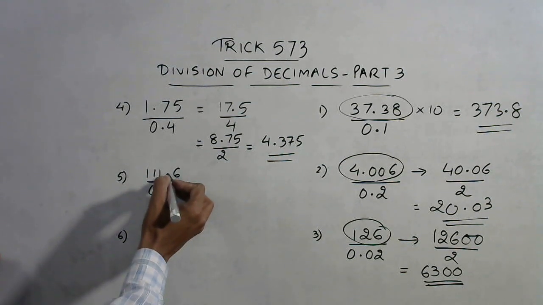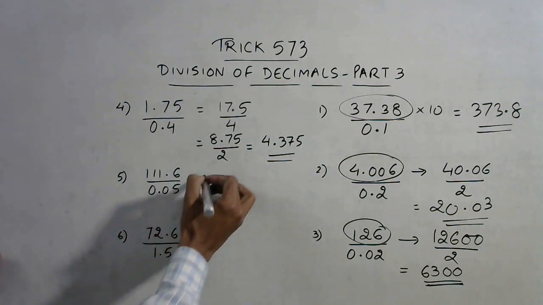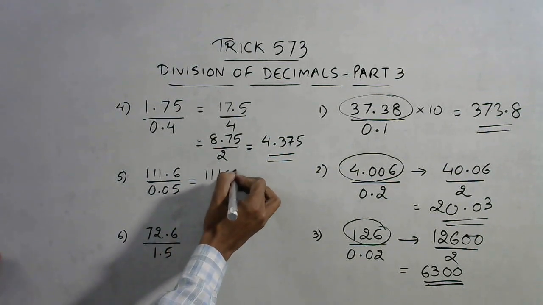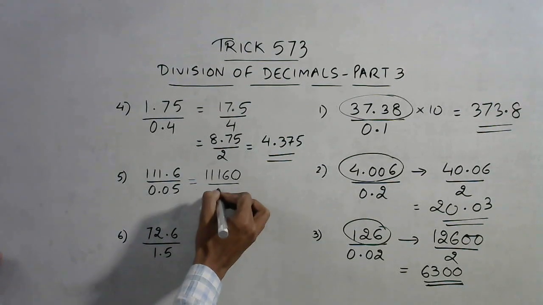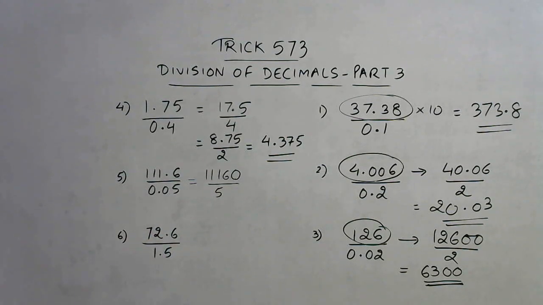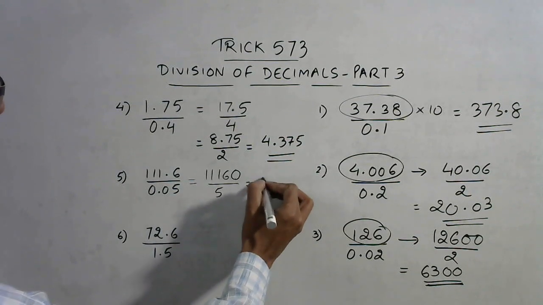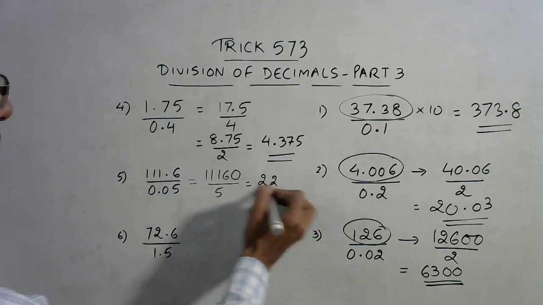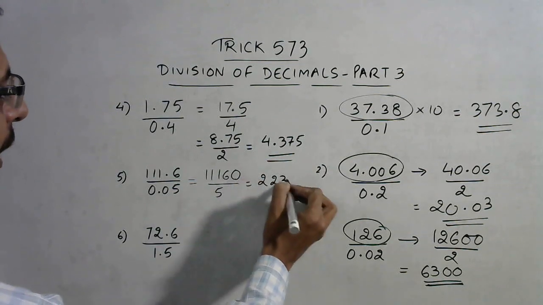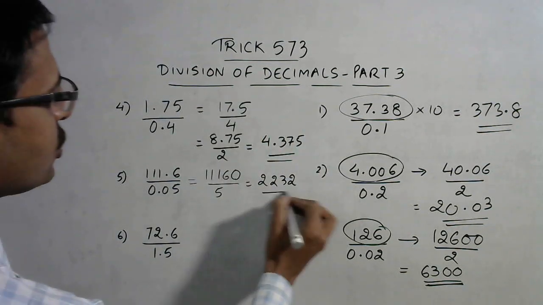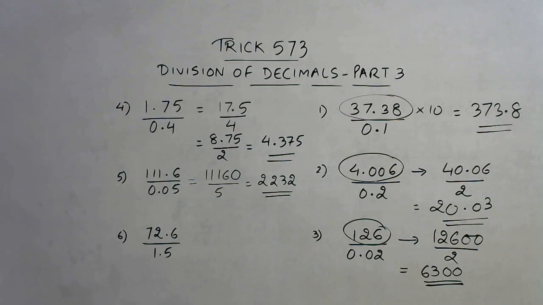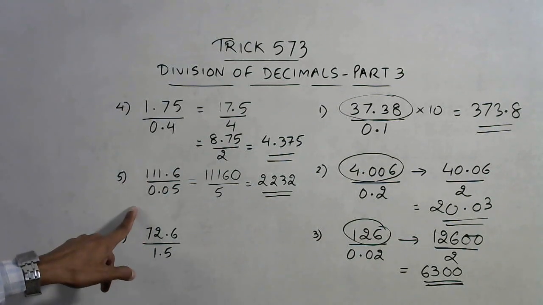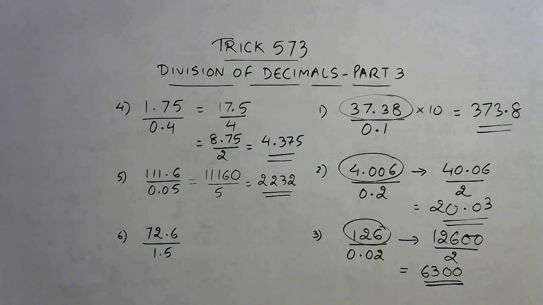So we shift the decimal two digits toward the right. So this becomes 11160 and in the denominator we have this 5. Now division with 5 can be very simple. Double 558 is 1116, and double 1116 is 2232. So 2232 is the answer when we divide 111.6 by 0.05.